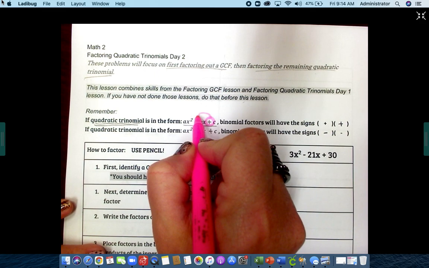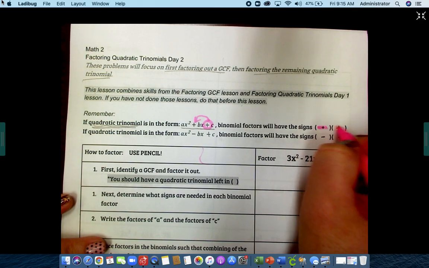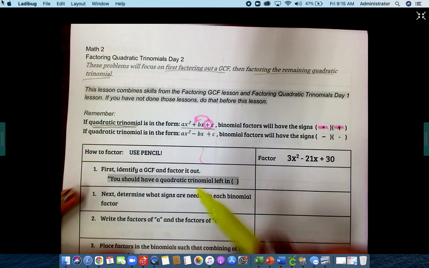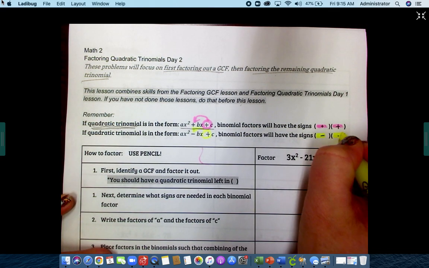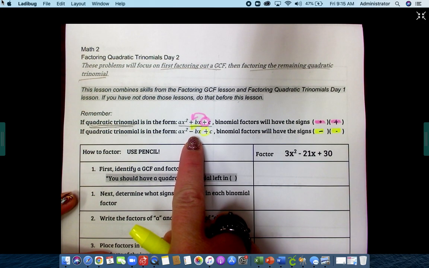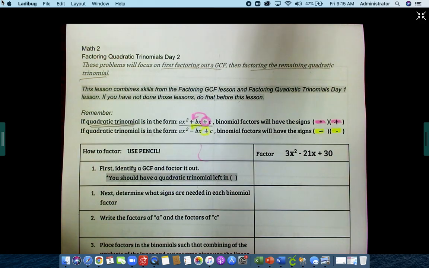If your constant's positive, you copy the sign of your linear term twice. So that's why you see plus plus. And then if your constant is positive, but your linear term is negative, then it's going to be minus minus. So if our constant's plus, we have to look here and see what the signs are going to be. That's if our constant is positive, okay?